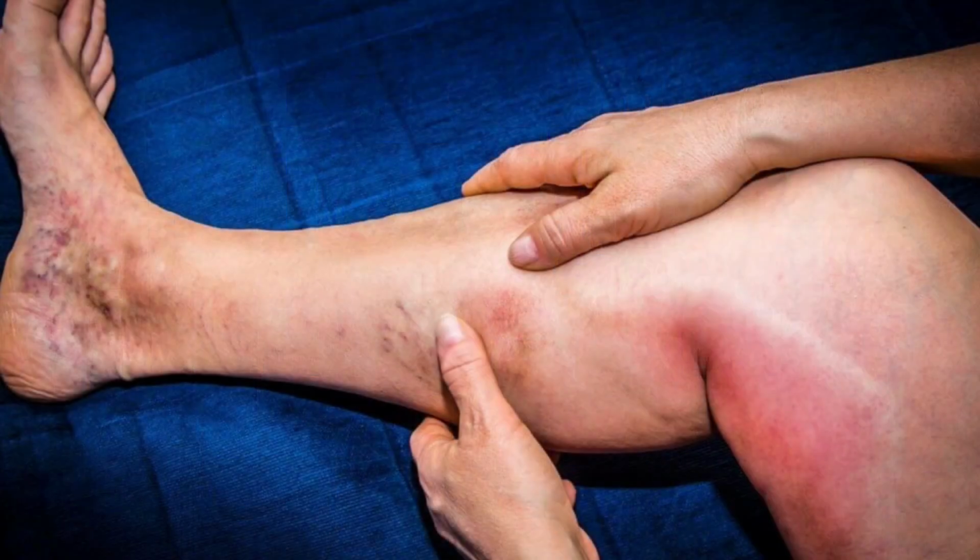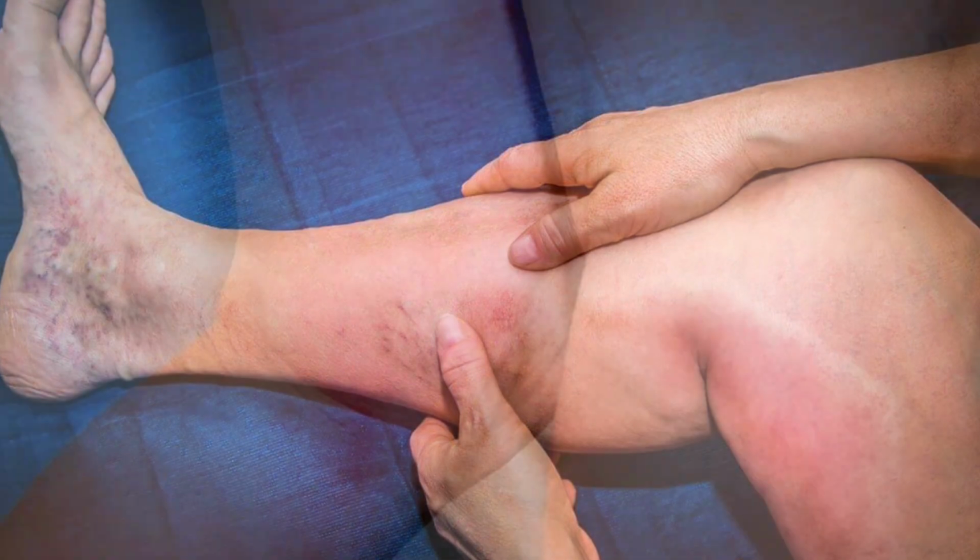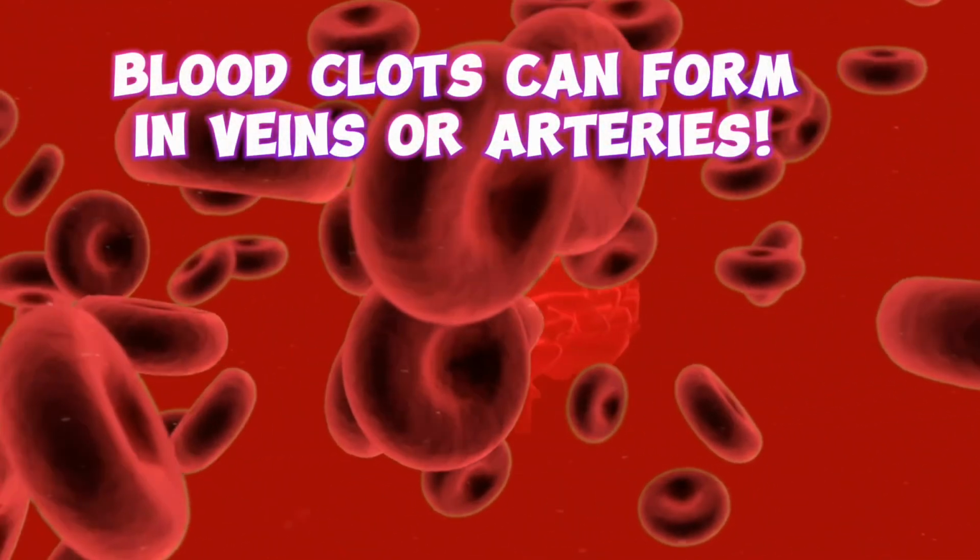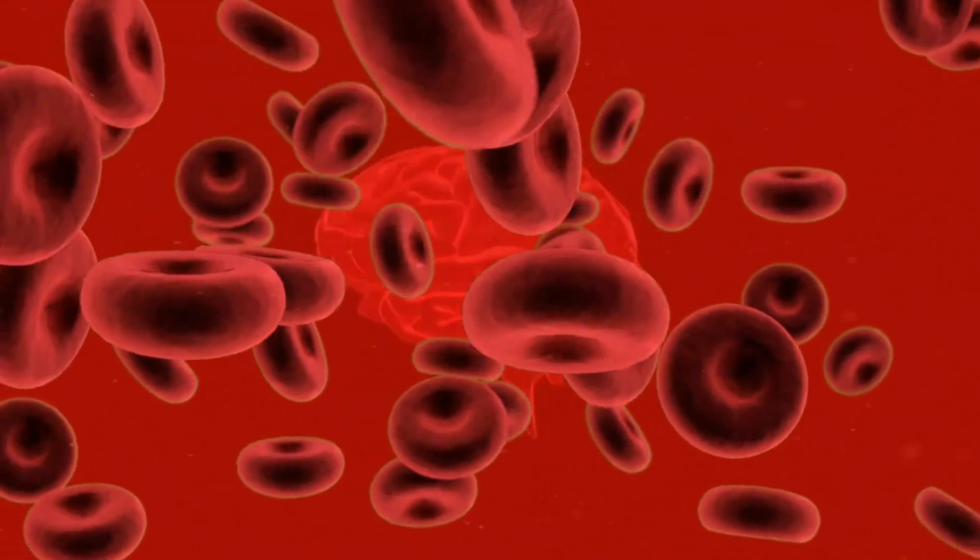One of the most serious conditions that can develop from blood clotting is something called deep vein thrombosis. Deep vein thrombosis is a blood clot that forms in a major or deep vein in the body. Most deep vein blood clots occur in the lower leg or thigh, but they can also occur in other parts of the body, like the arms or pelvis.